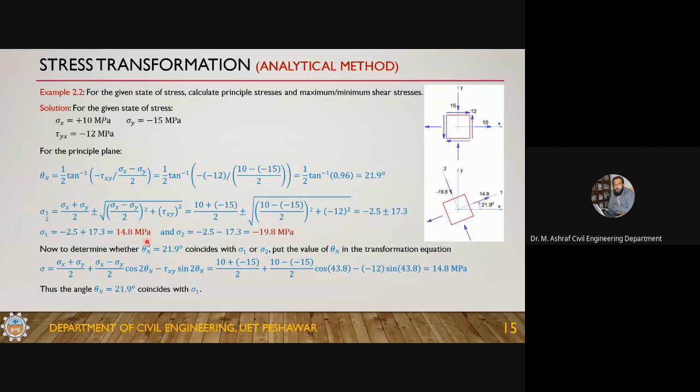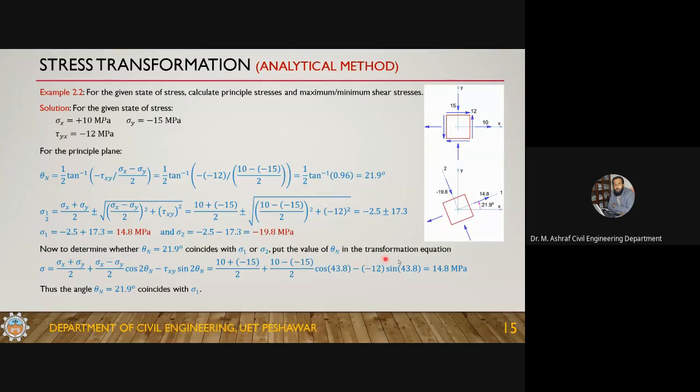Now, this angle is associated with this one or with this one. This is not known to us. If I'm rotating the element by 21.9 degrees, whether I'm getting minus 19.8 on this plane or 14.8 on this plane, I will have to check. So to determine whether theta n of 21.9 coincides with sigma 1 or sigma 2, with which one does it coincide? Because it can coincide with any one of them. So how can I get this value?